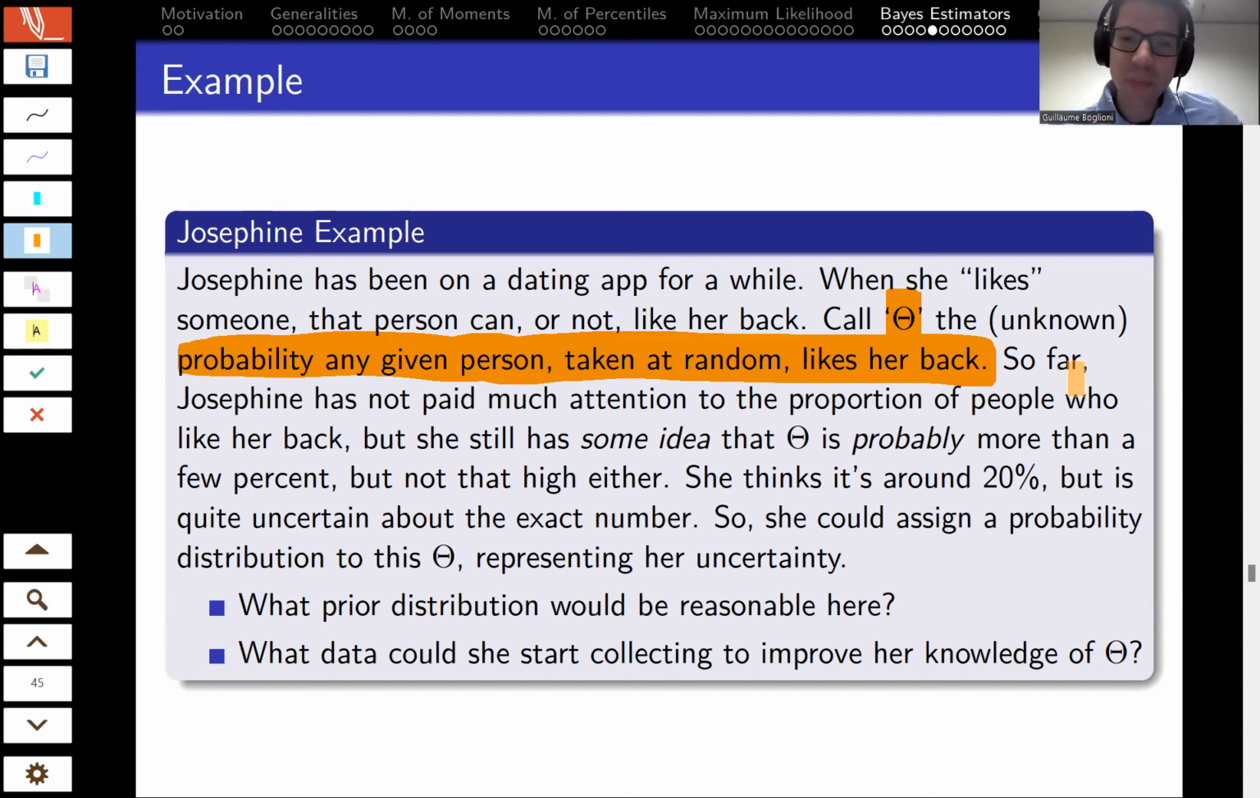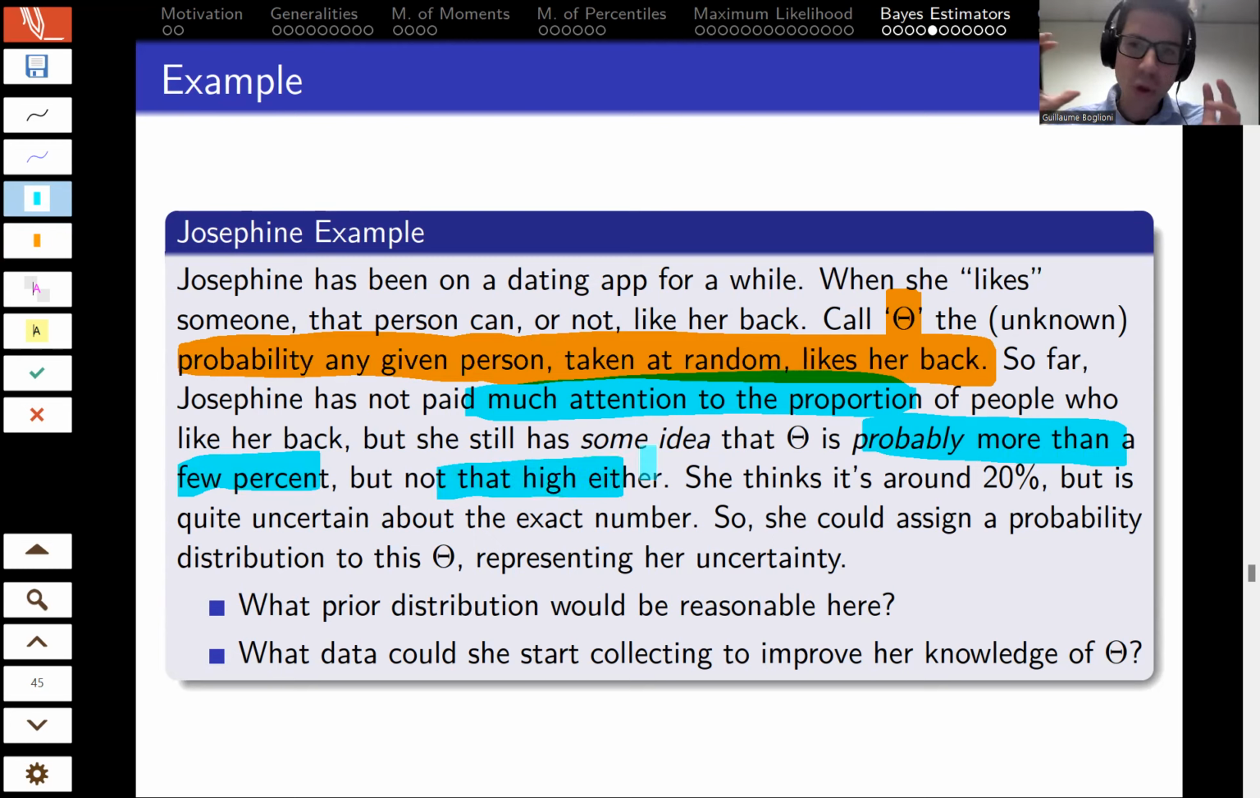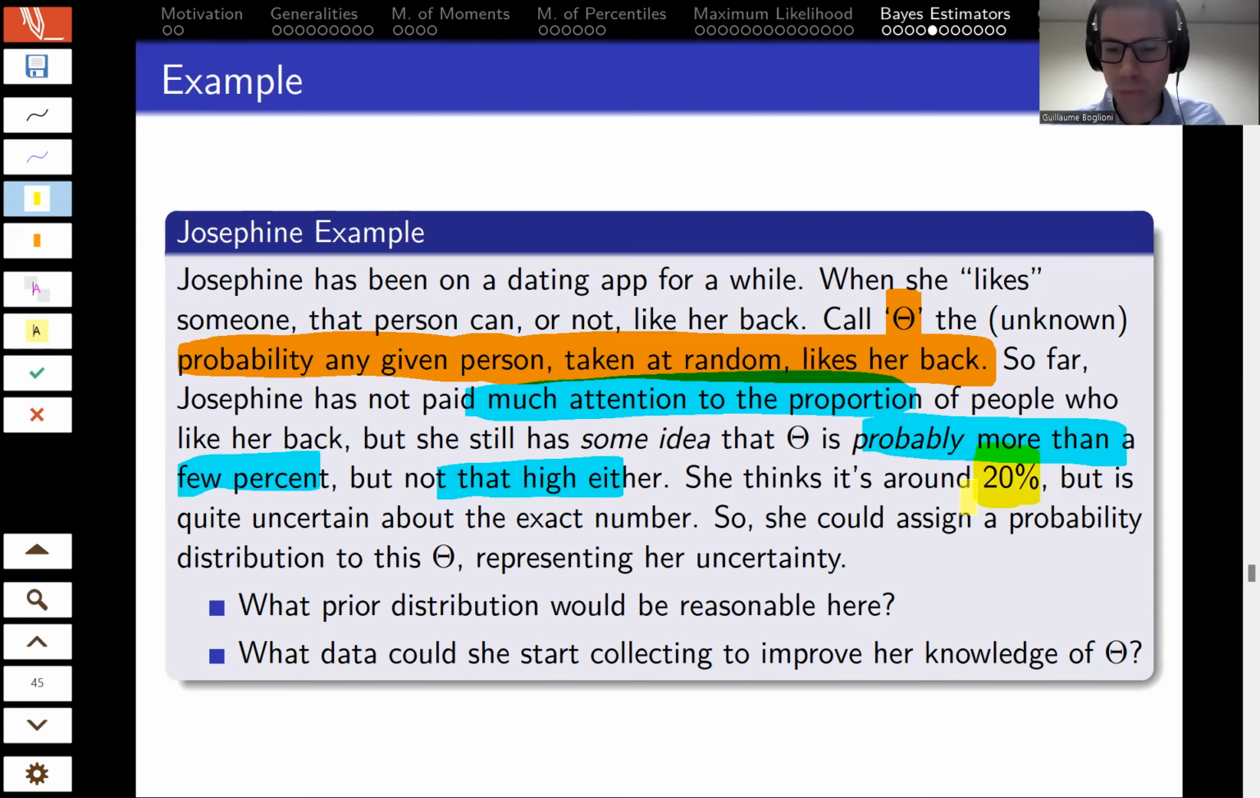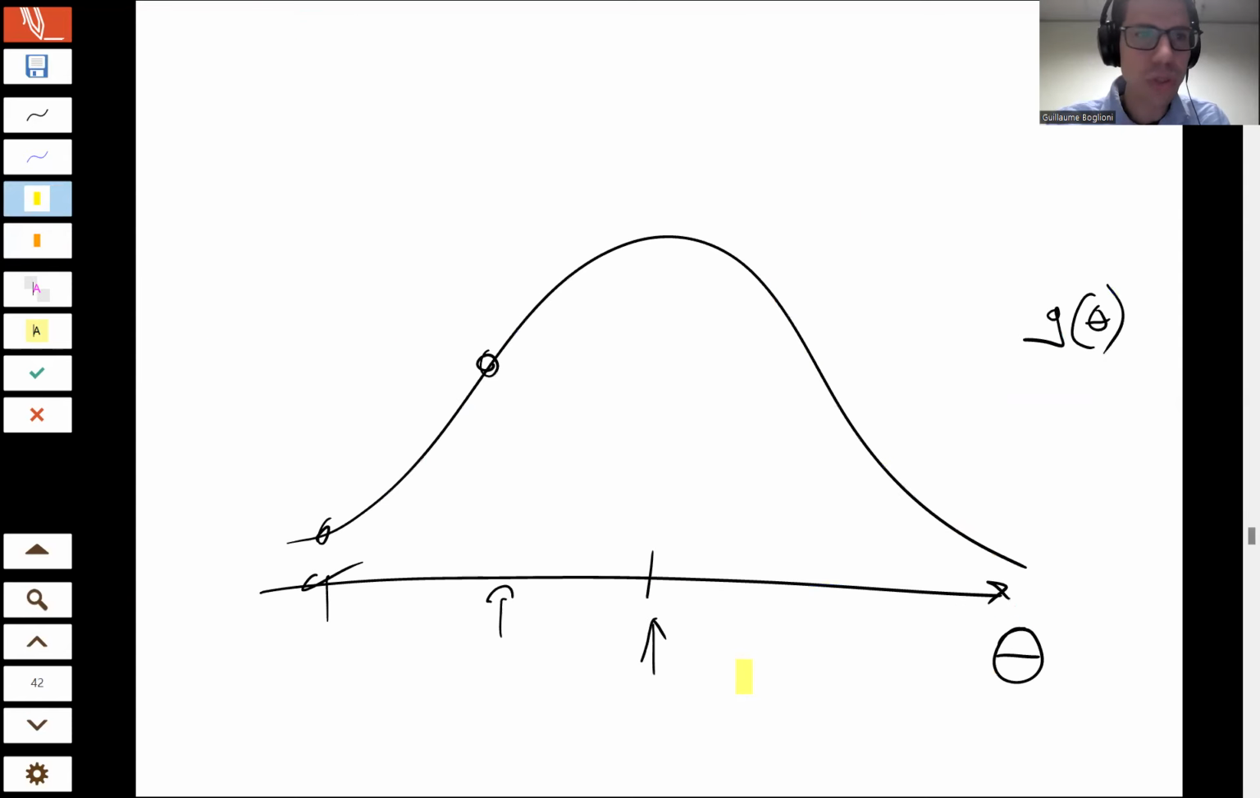Now, in the Bayesian context, Josephine might have some idea of what theta is, because she's been on the app for a while. She hasn't paid too much attention to the proportion of people who like her back, but still she's been using the app, so she has some intuitive idea of what theta is. It's probably more than a few percent based on her experience, but it's probably not too high either. So her prior idea of what theta is, she thinks it's around 20%, but she's quite uncertain about the number.